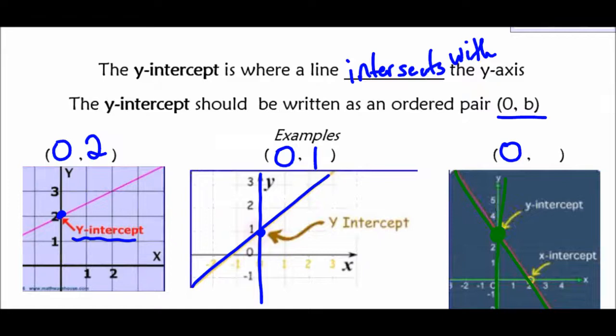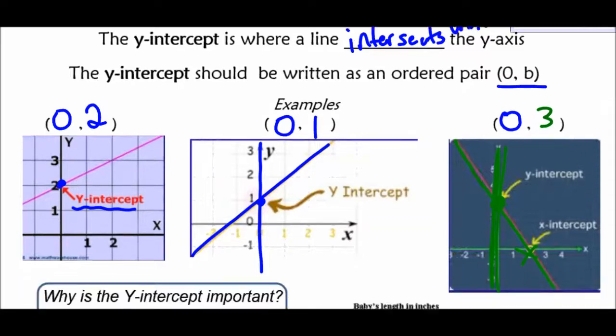That's the y-intercept. The x-intercept is kind of the same thing. It's just talking about where it hits the x-axis. But the y-intercept is what we're concerned with here. That is (0, 3). Remember, you always write that as a set of coordinates. It's (0, 2), (0, 1), (0, 3). It's just where that line hits the y-axis.